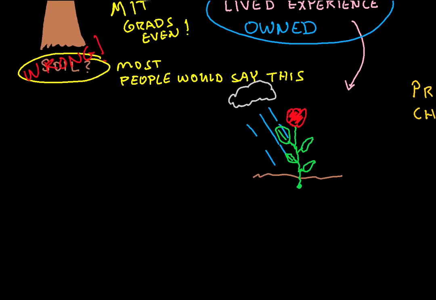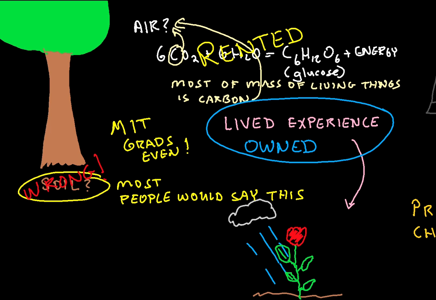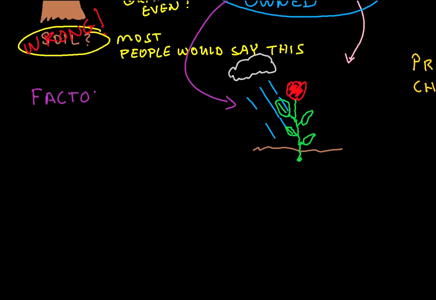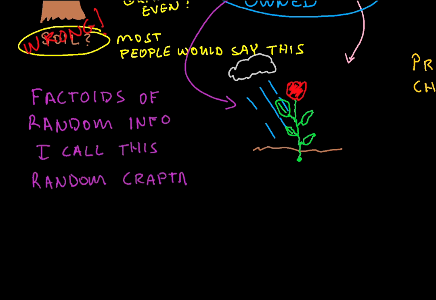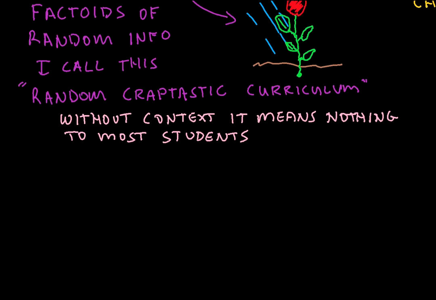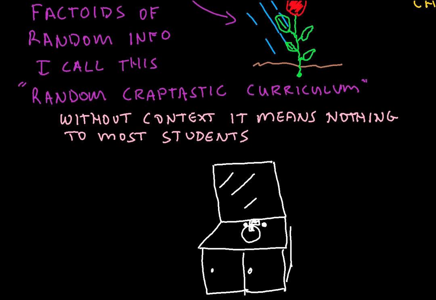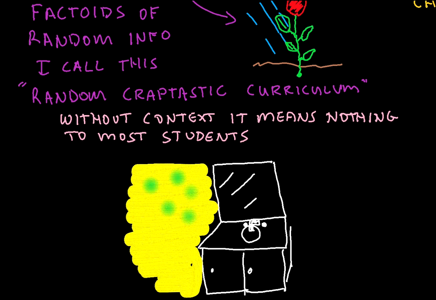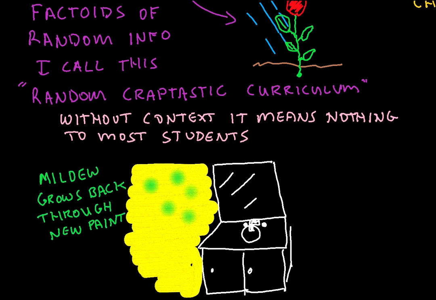Those MIT students were told the right answer at one point in their schooling about photosynthesis and where plants get carbon dioxide. But it did not coincide with their lived experience. It was also possibly presented to them outside of any bigger context. So, it was an isolated factoid of information. After the test, the taught knowledge faded away, and the lived experience knowledge came back, like mildew bleeding back through a fresh coat of paint in a damp bathroom.